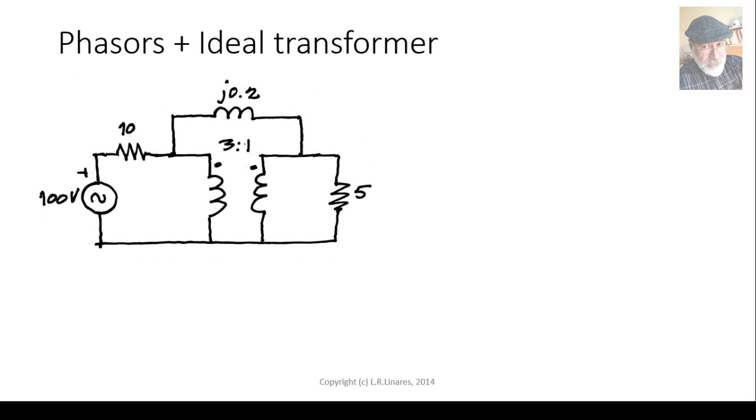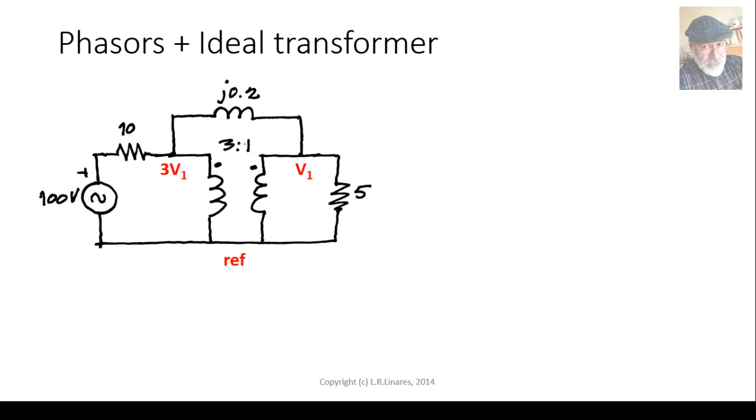Fine, let's solve that. Reference V1, but the voltage on the left is not really independent, so I'm not going to give it another name. I will not call the one on the left V2. We know that according to the ideal transformer, the voltage on the left node is going to be 3 times V1.